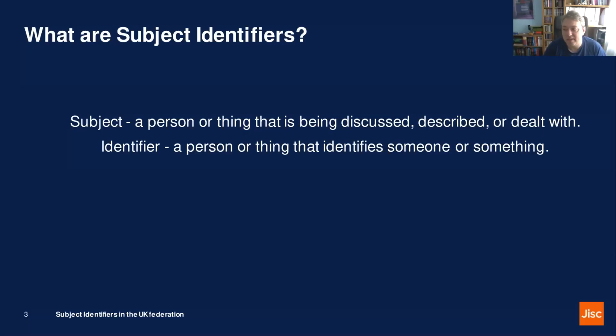So what are subject identifiers? Well, the simplest thing here is to just break down those two words, isn't it? Subject: a person or thing that is being discussed, described, or dealt with. And then an identifier: a thing that identifies someone or something.